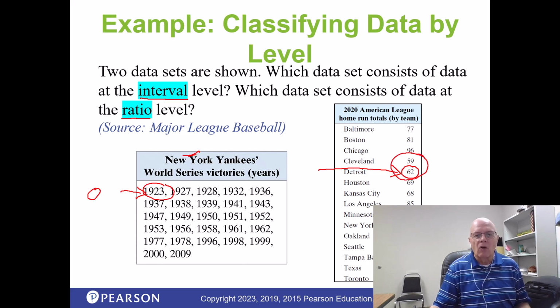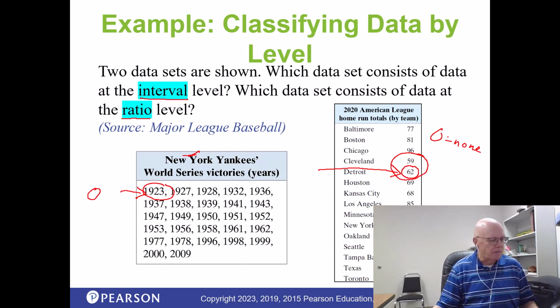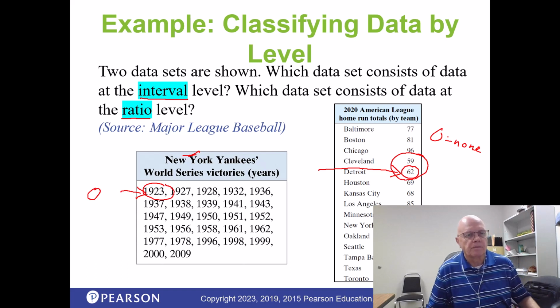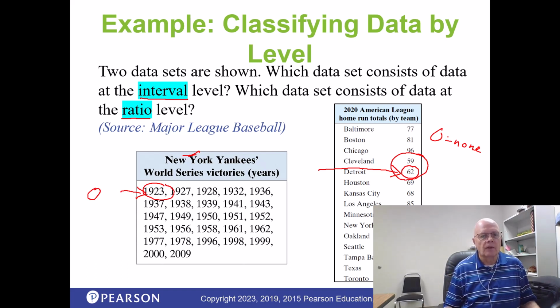Or one team could have 30 home runs, another one could have 60 home runs, and you could say the second one had twice as many home runs as the other. So that's definitely a ratio type of data. Interval for the dates. Ratio for the home runs.